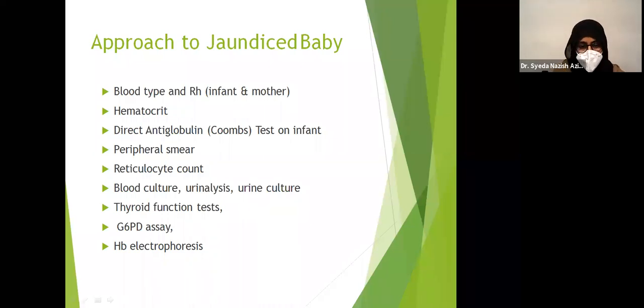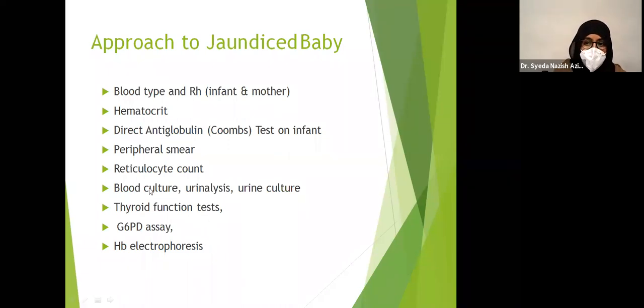Of course, as you know that hemolysis or ABO incompatibility can cause jaundice, so we do want to get the baby's blood group along with a Coombs test to see if there is any evidence of discrepancy. We want to look into their peripheral smear to look for any evidence of hemolysis. It can be in the form of spherocytes or fragmented RBCs. We do want to look at their reticulocyte count. As you know, increased reticulocyte count is also an indicator of hemolysis.